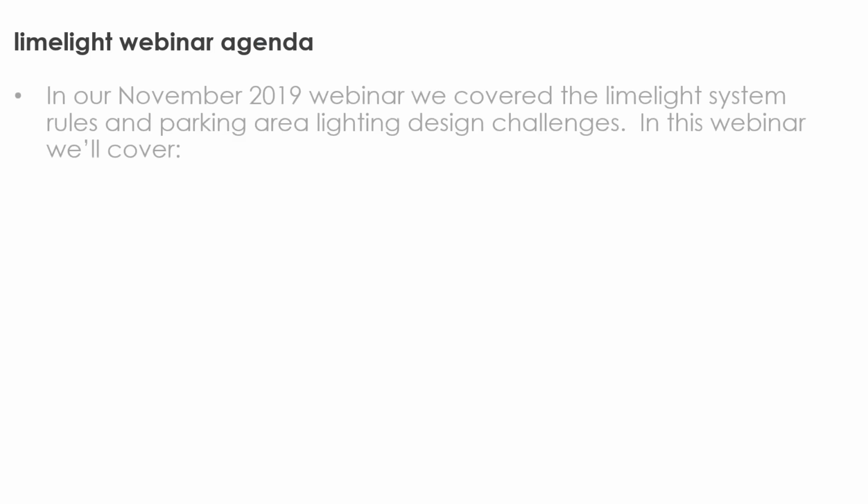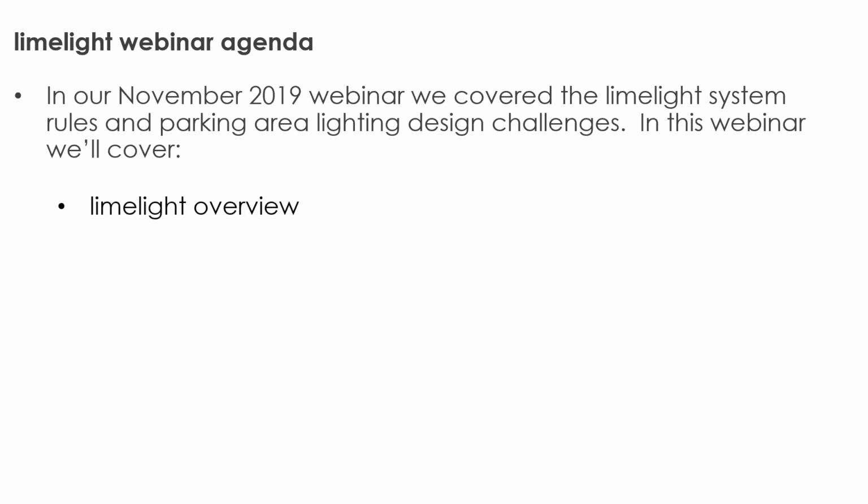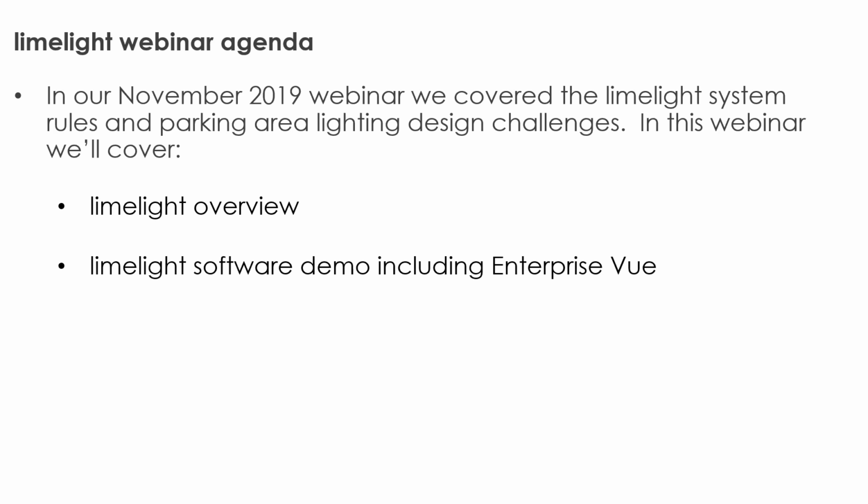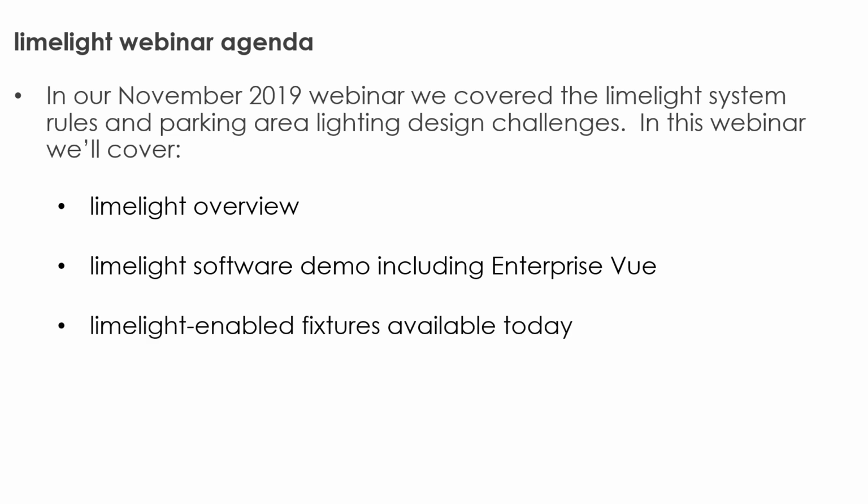As I mentioned, in our November webinar we covered some of the system basics, including the design rules and common design challenges. In our webinar today, we're going to cover 3 topics. Number 1, an overview. I want to make sure I don't leave anybody who's just joining us for the first time behind, so we'll spend a few minutes on a Limelight overview. We'll spend most of our time today with a software demo, looking at the power of the Limelight software, which is one of the primary features that people come to the Limelight system for. And third, we're going to highlight some specific Limelight-enabled fixtures that are available for purchase today. So let's get started with our overview.